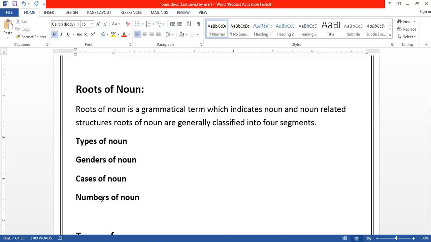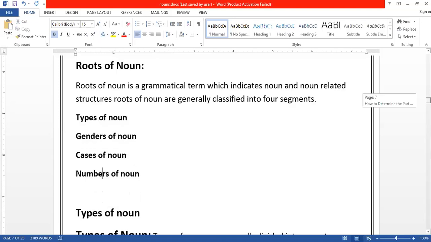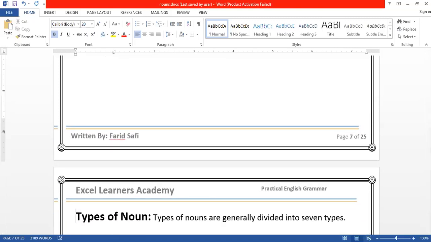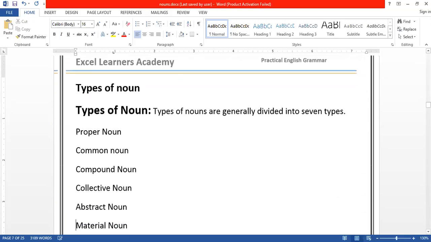Now what we will be doing inshallah here today is, first of all, we will study about types of nouns. Seven different types of nouns we will study. Then we will talk about four genders of nouns. Then we will study about five cases of nouns, and then we will study about six numbers of nouns as well. So let's move towards the first topic, and that is about types of what? Types of nouns.